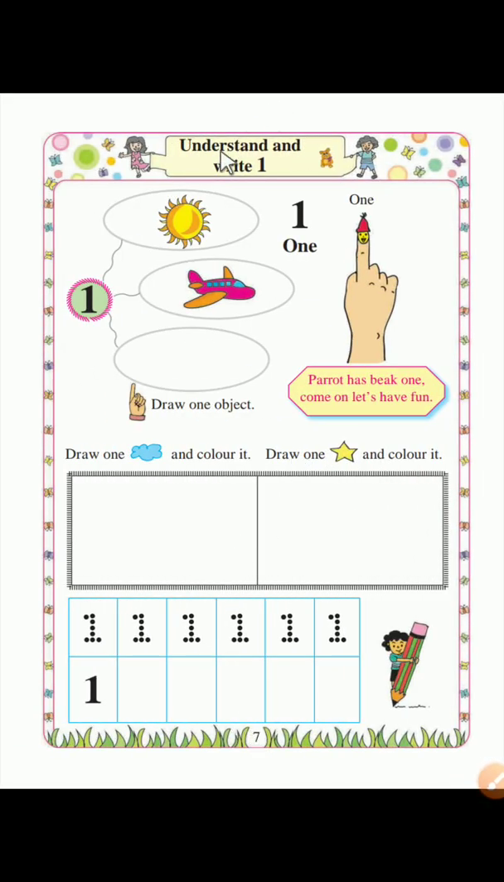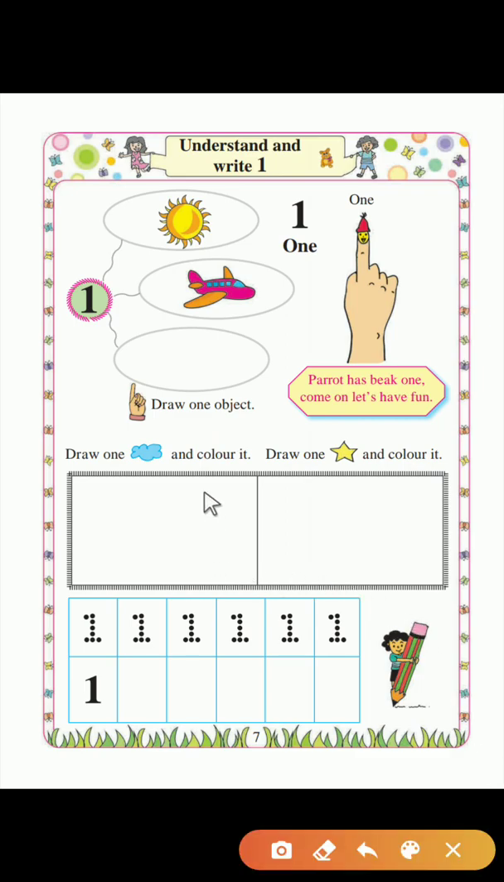Next, page number 7. Understand and write 1. This is one object, that is sun. One aeroplane. In this circle we need to draw one object, so we will draw a cloud. Parrot has beak. One. Come on, let's have fun.